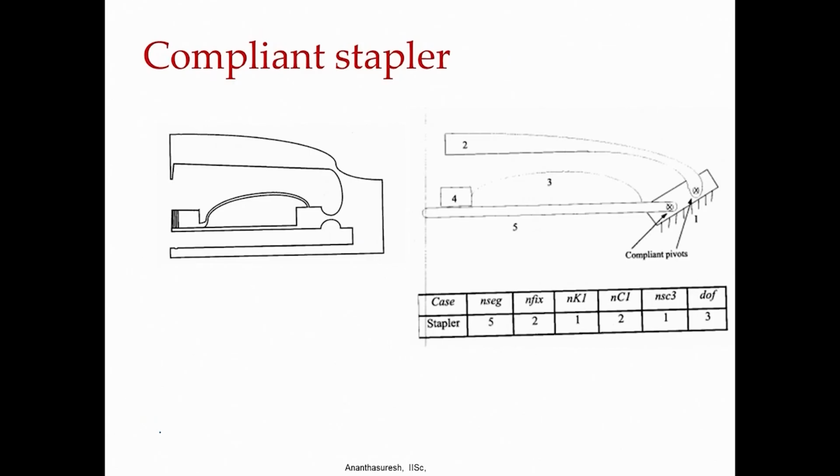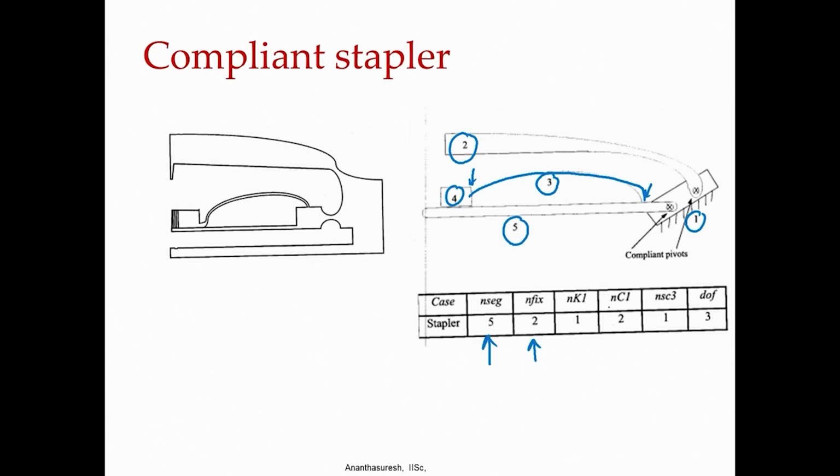We can take the example of a compliant stapler that we had seen. Here there is an abstraction that is shown as the frame 1, and then the top portion 2, and then there is an elastic segment 3, and then this block 4, and then the lower one where we hold the staples, that is 5. The number of segments is 5. Fixed connections, you can see where they are: 1 over there for this one, and it goes to the other side.